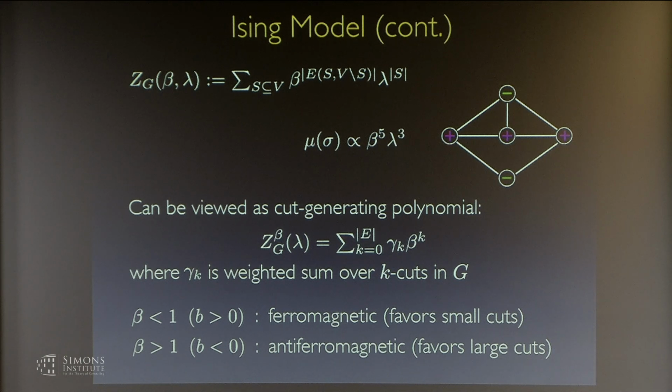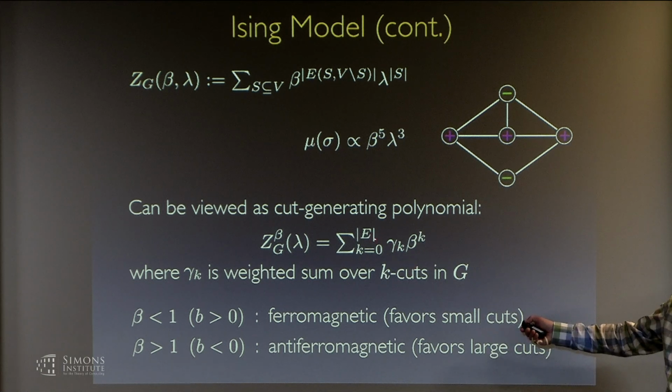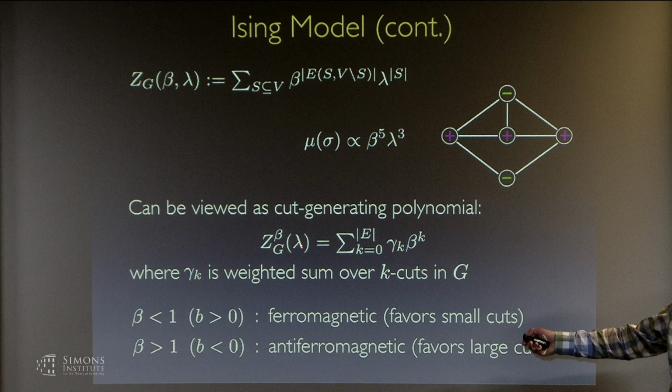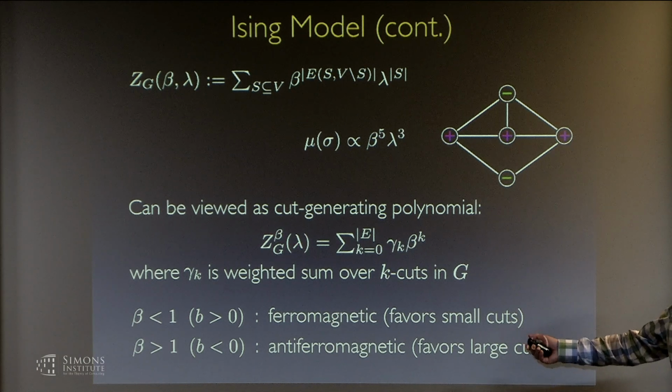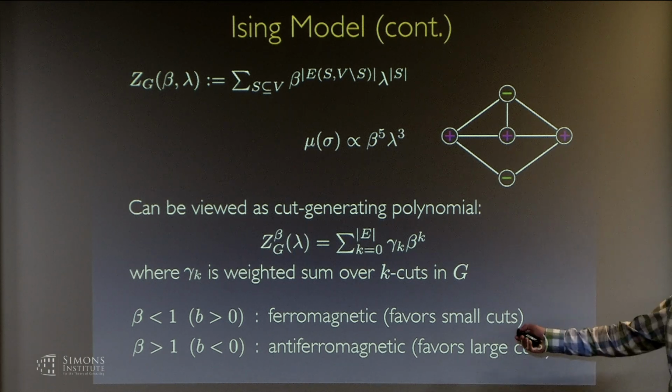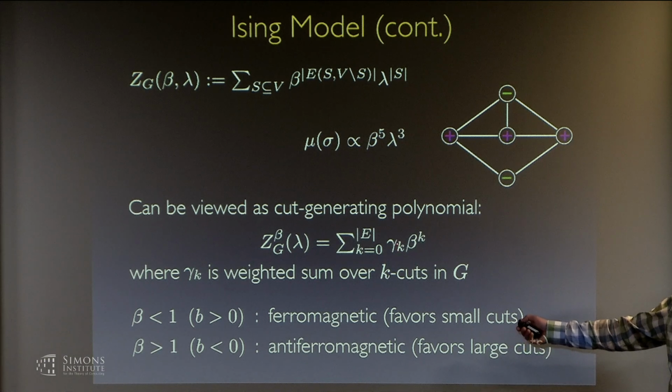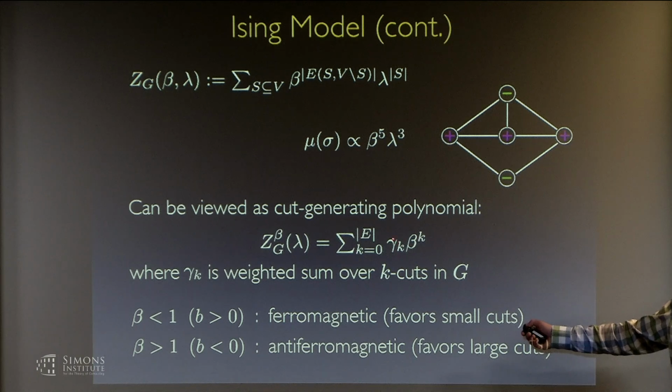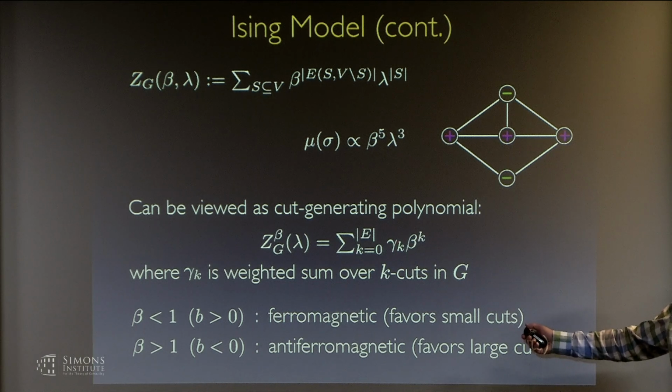Is there a lambda to the k thing? Well, I've absorbed the lambda into the gamma k. So I'm now looking at it as a polynomial in lambda with beta fixed. It's not lambda to the k, because the number of vertices on one side is not necessarily k. The number of edges that you cut is k. So inside here will be a sum over all possible values of the number of vertices on one side of the cut. It's a polynomial in beta. This is a polynomial in lambda.